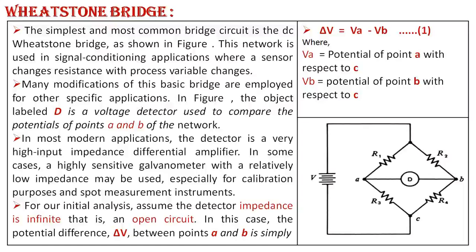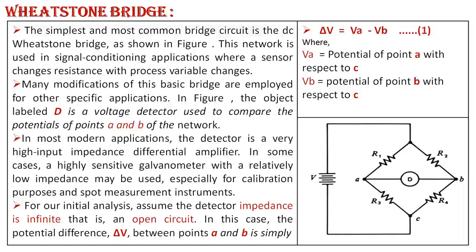In the application in the figure, the object labeled D is a voltage detector used to compare the potential of points A and B of the network. In most modern applications, the detector is a very high input impedance differential amplifier. In some cases, a highly sensitive galvanometer with a relatively low impedance may be used, especially for calibration purposes and spot measurement instruments. For our initial analysis, assume the detector impedance is infinite, that is, an open circuit.